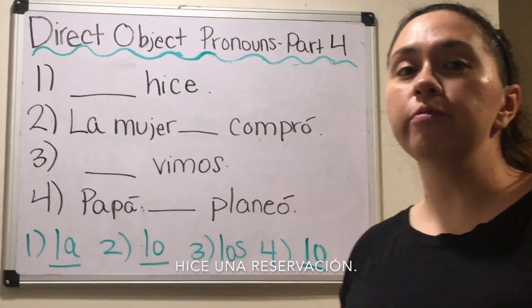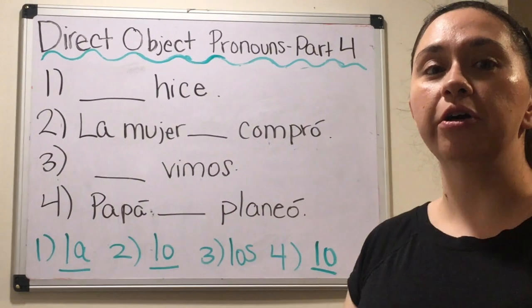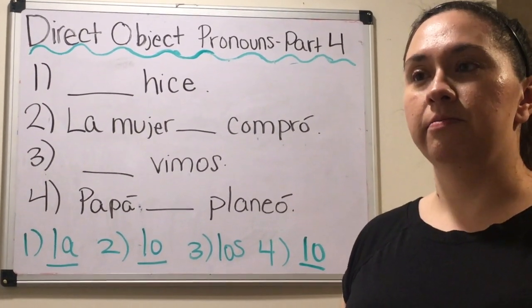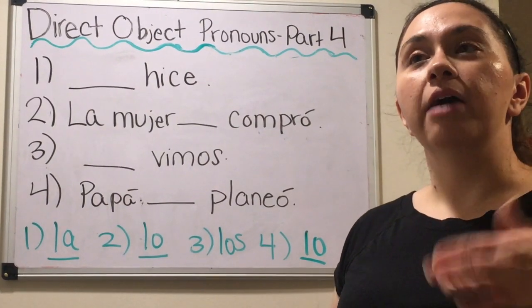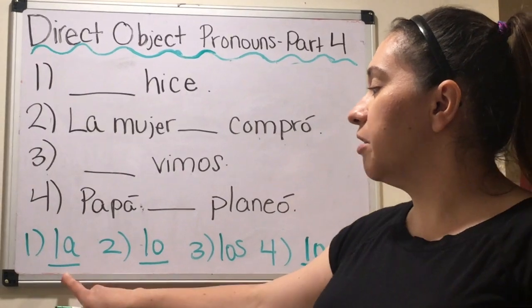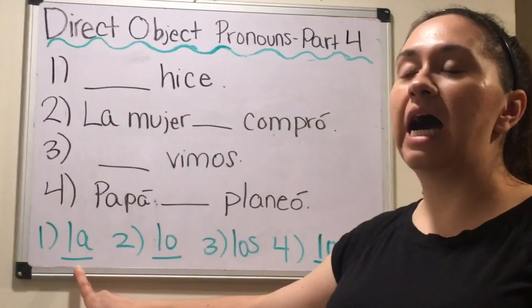So, número uno was hice una reservación. I made a reservation. I want to say I made it. All right. Now, una reservación was feminine and singular. So we said our direct object pronoun was la.